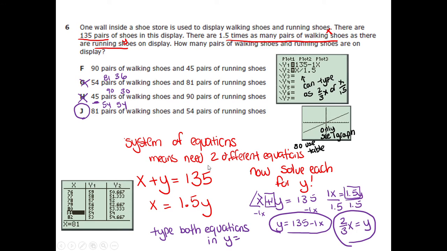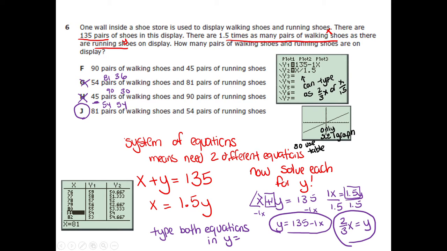Alright, now, if you solve each for Y, and this is why we spent so much time learning to solve for Y, you would subtract 1x for your first equation, and your first equation should be 135 minus 1x. Your second equation, you would need to divide by 1.5. Now, here's a tip. You could type into your calculator x divided by 1.5, or realize that there's 1 in front of x, and 1 divided by 1.5 comes out to be 2/3. So you would type in 2/3 x into your y equals key.